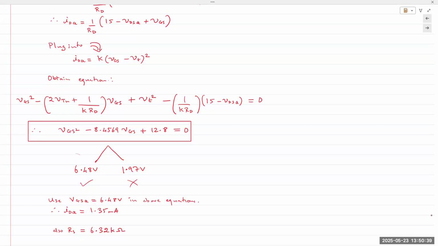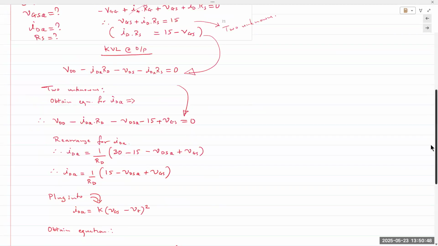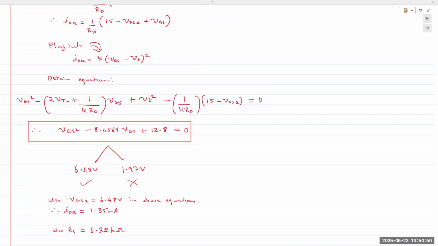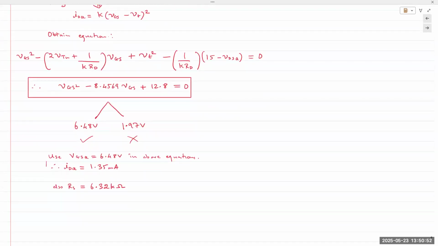We take that value and we plug it into these above equations. Once we do that, we can obtain ID value as 1.35 milliamps. And once we find that, we can plug it into the KVL equation that you obtain at the second step, and we can find RS as 6.32 kilo ohms. Okay.